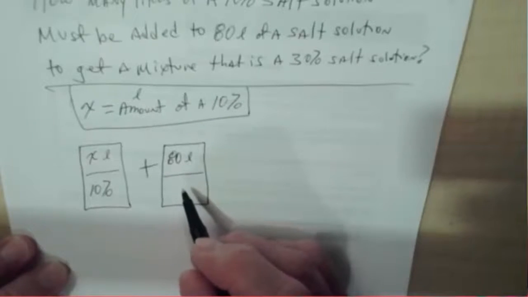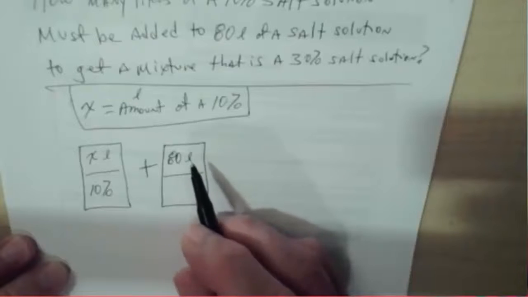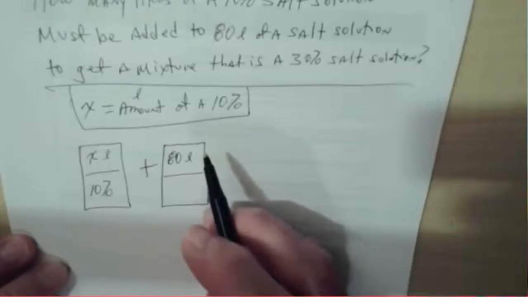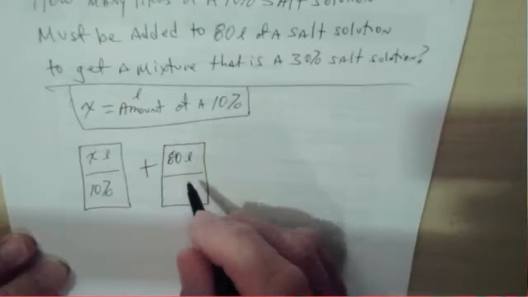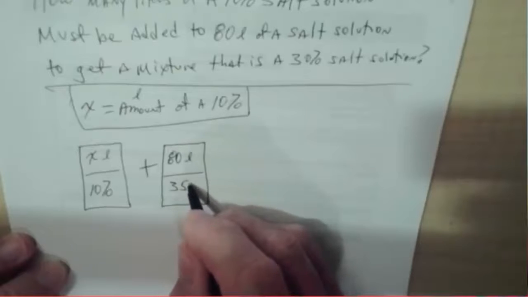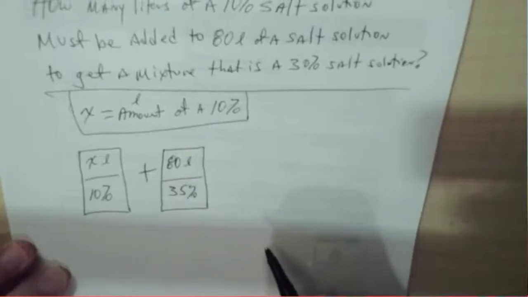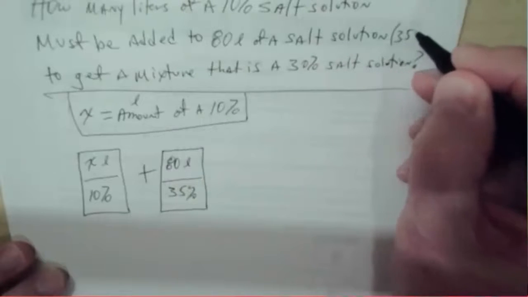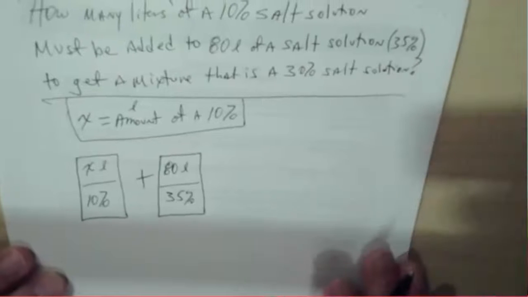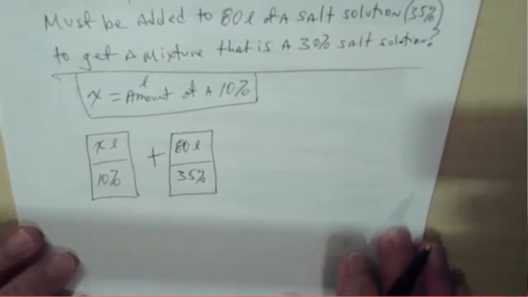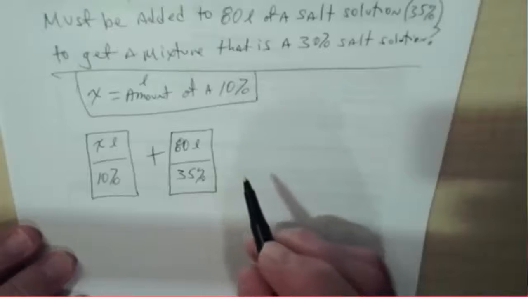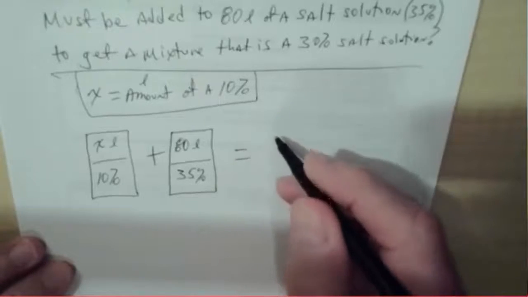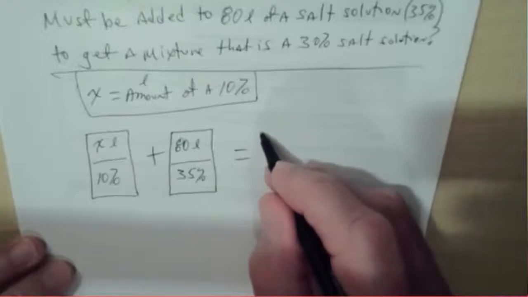Am I missing something? Okay, this one I didn't write down. Must be added to a 35% salt solution to get a mixture. Now, how do we write to get in math? Equals.